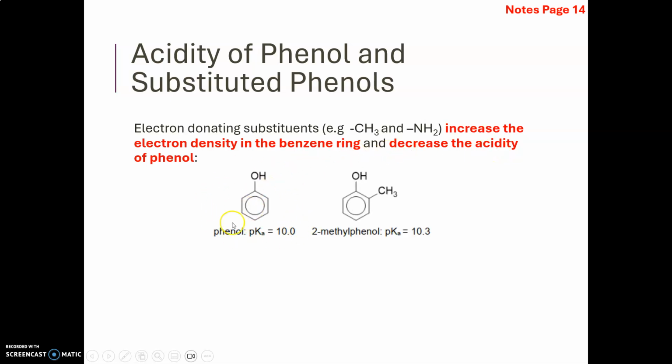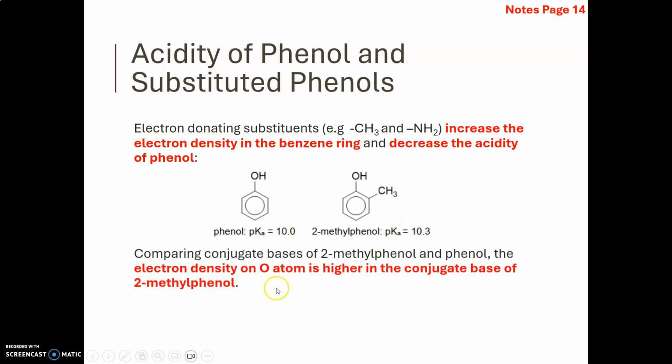So for example, phenol's pKa is 10, but when I have a methyl group at the 2 position, it results in a higher pKa value, which means that 2-methylphenol is a weaker acid than phenol. This is because when we compare the conjugate bases of both compounds, the conjugate base of 2-methylphenol, the oxygen atom, has a higher electron density.